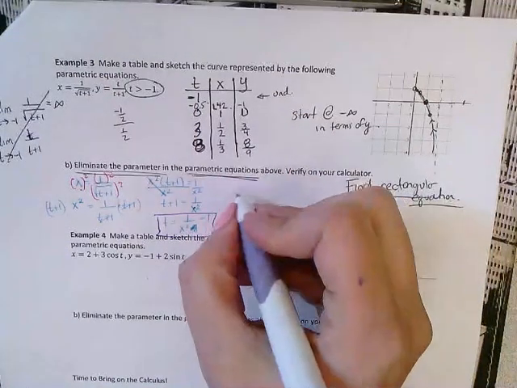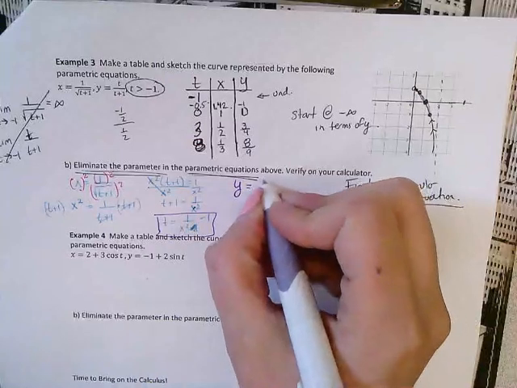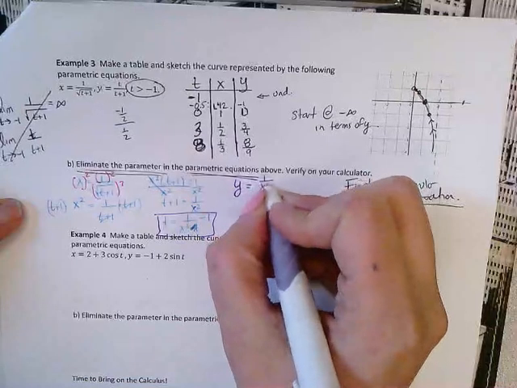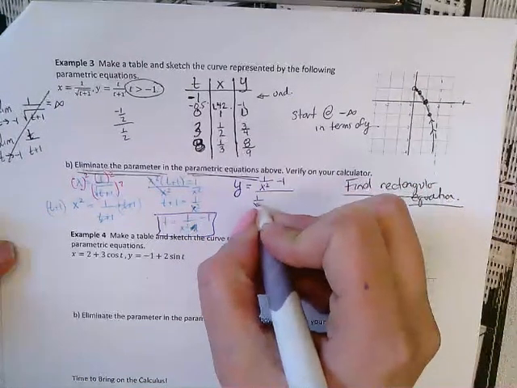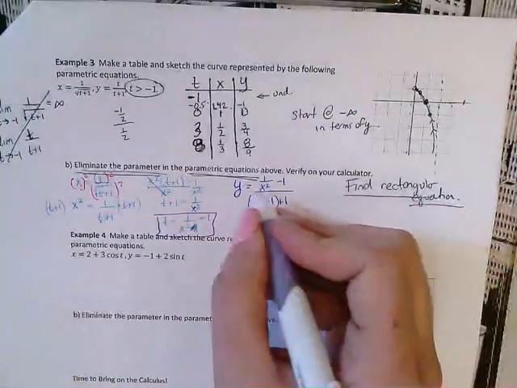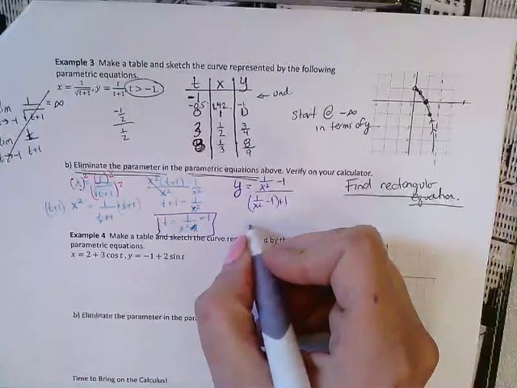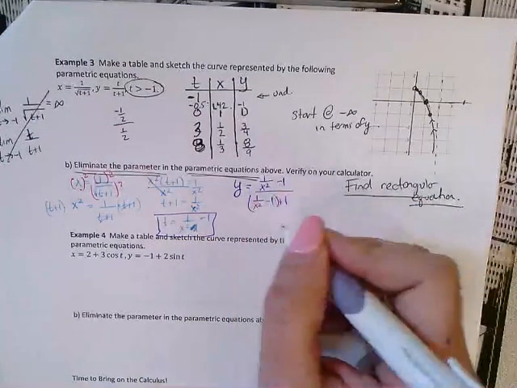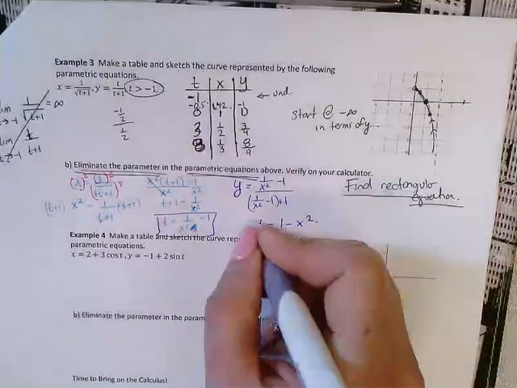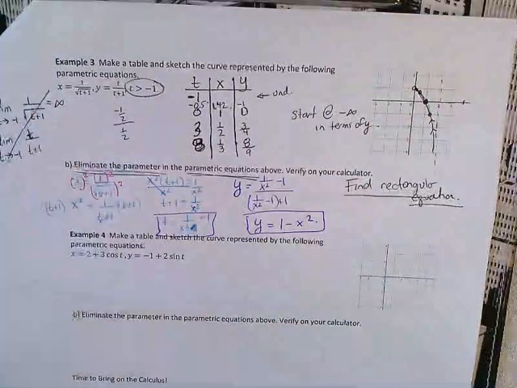The next thing is I'm going to use the second equation, which is y equals, and now I'm going to plug in what my t is into all the t spots. So it's 1 over x squared minus 1 over 1 over x squared minus 1 plus 1. And now we're going to solve this algebraically. I'll let you guys figure that one out, get a common denominator, flip the guy, multiply, do all of that, and you should end up with y equals 1 minus x squared. So that is our rectangular equation for these two parametric equations.